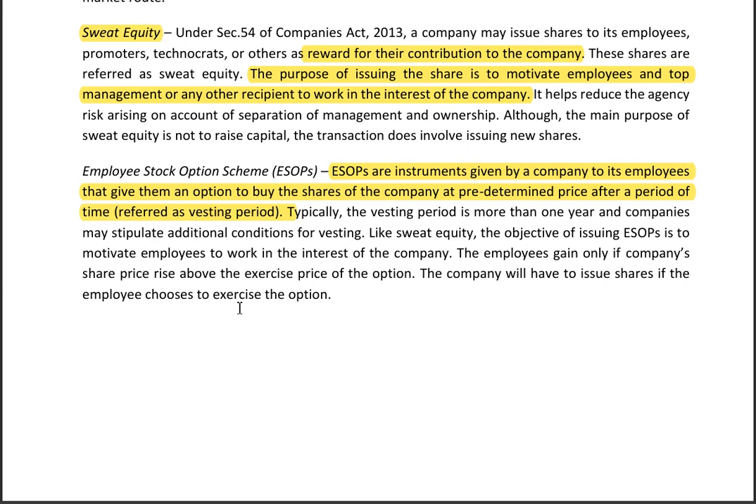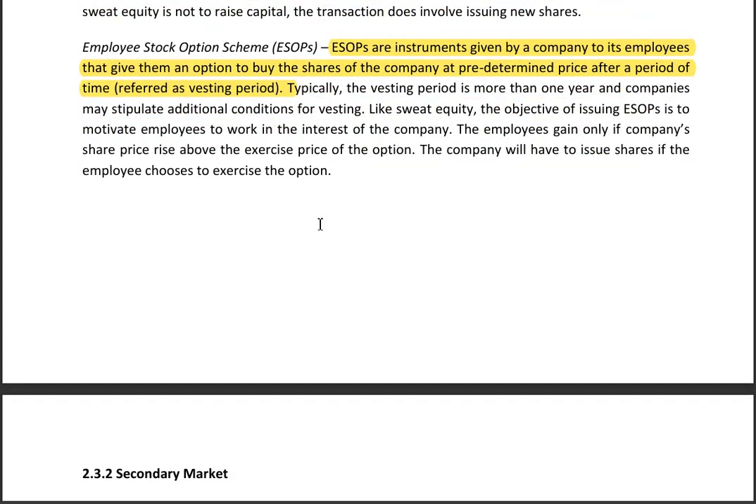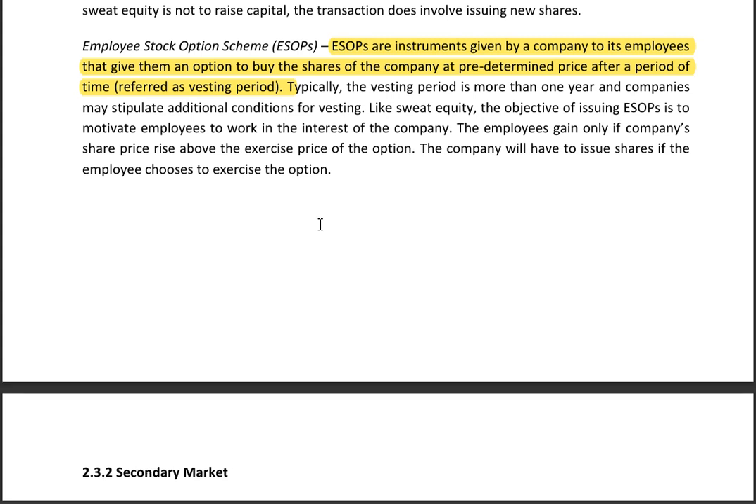Next, employee stock options. ESOPs are instruments given by the company to its employees. They give them the option to buy shares of the company at a predetermined price at a discount. There is some vesting period, so if the employees stay with us for 3 years, then these ESOPs will be vested to them.